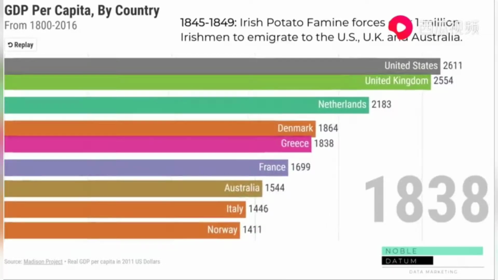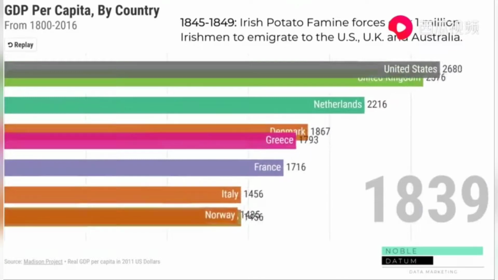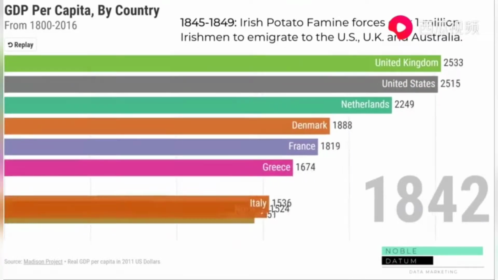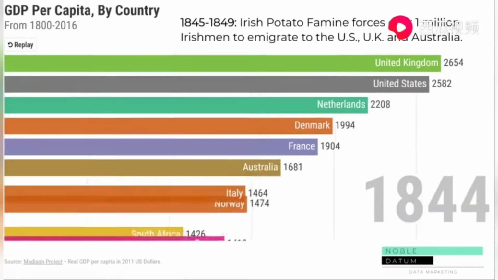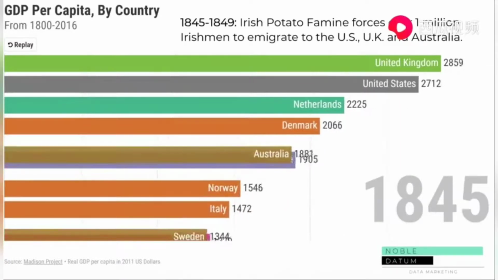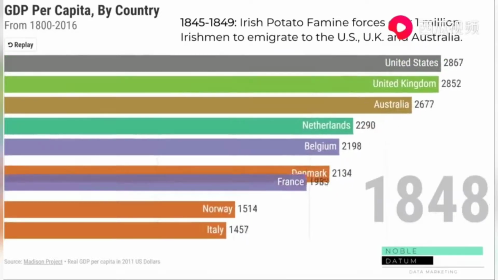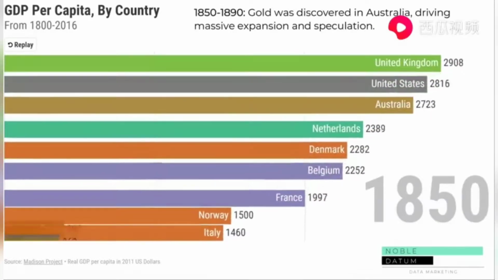In 1845, Ireland was hit by the potato famine. Over 1 million Irishmen emigrate to the US, UK and Australia. During this time, over 3 million people would immigrate from Europe to these 3 countries.